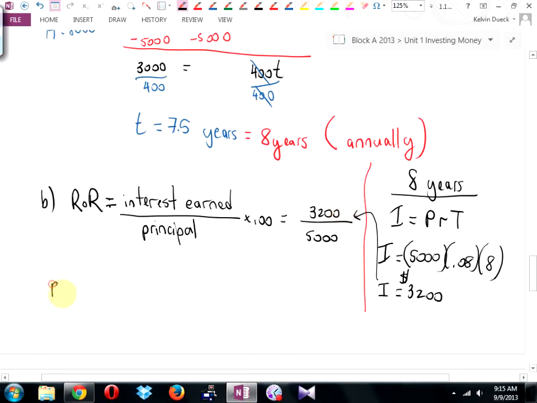Her rate of return is going to be 3,200 divided by 5,000 and then times 100 to make it a percent. What is her rate of return? She increased her money by 64%.